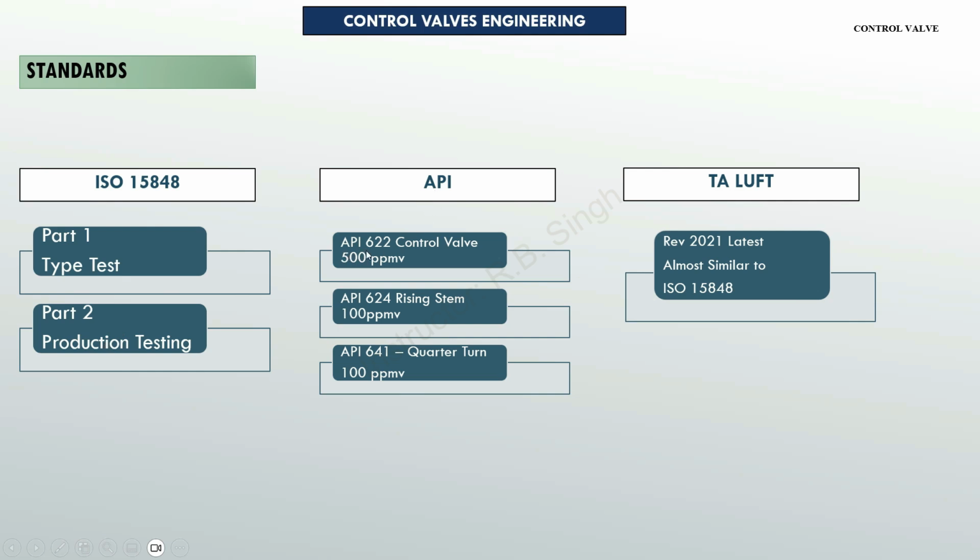API has API 622 for control valve testing, which allows 500 ppmv maximum leakage, and API 624 for rising stem valve testing, which allows 100 ppmv maximum leakage. API 641 allows 100 ppmv leakage maximum and is used for quarter turn valves. TA-Luft also has the latest revision, 2021, which is almost similar to ISO 15848.